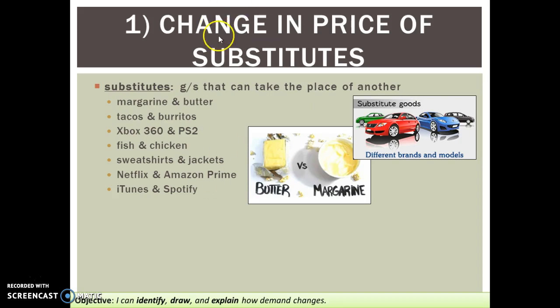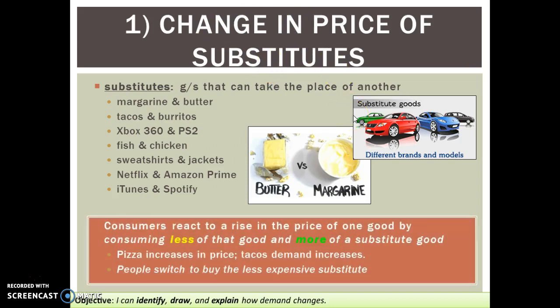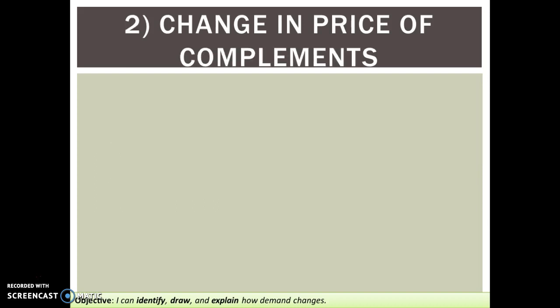And the thing is, if there's a change in the price of those substitutes, it's going to affect the demand for the other things. So consumers react to a rise in the price of one good by consuming less of that good and more of the substitute good. Take note of these examples, and we'll do some graphing with that in just a minute.